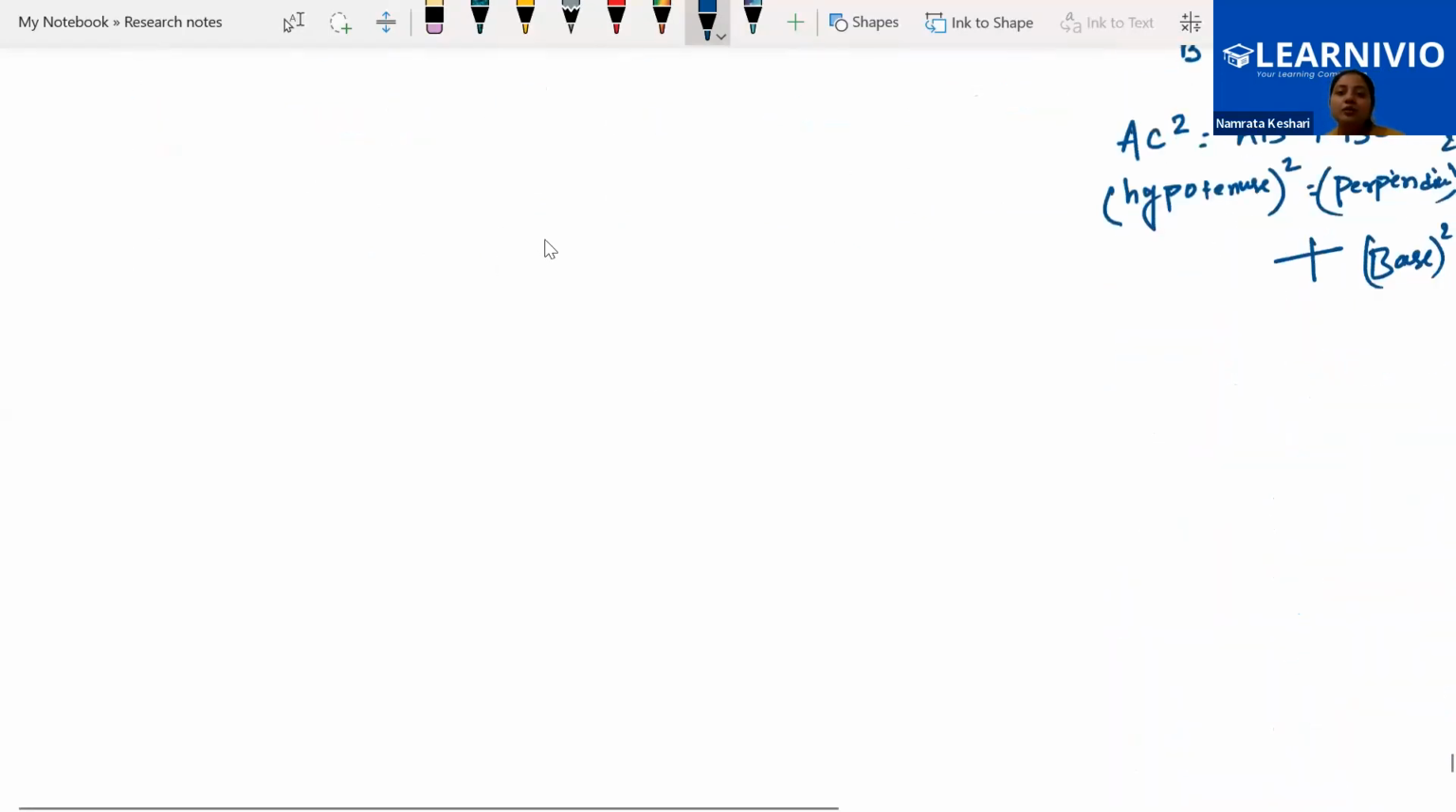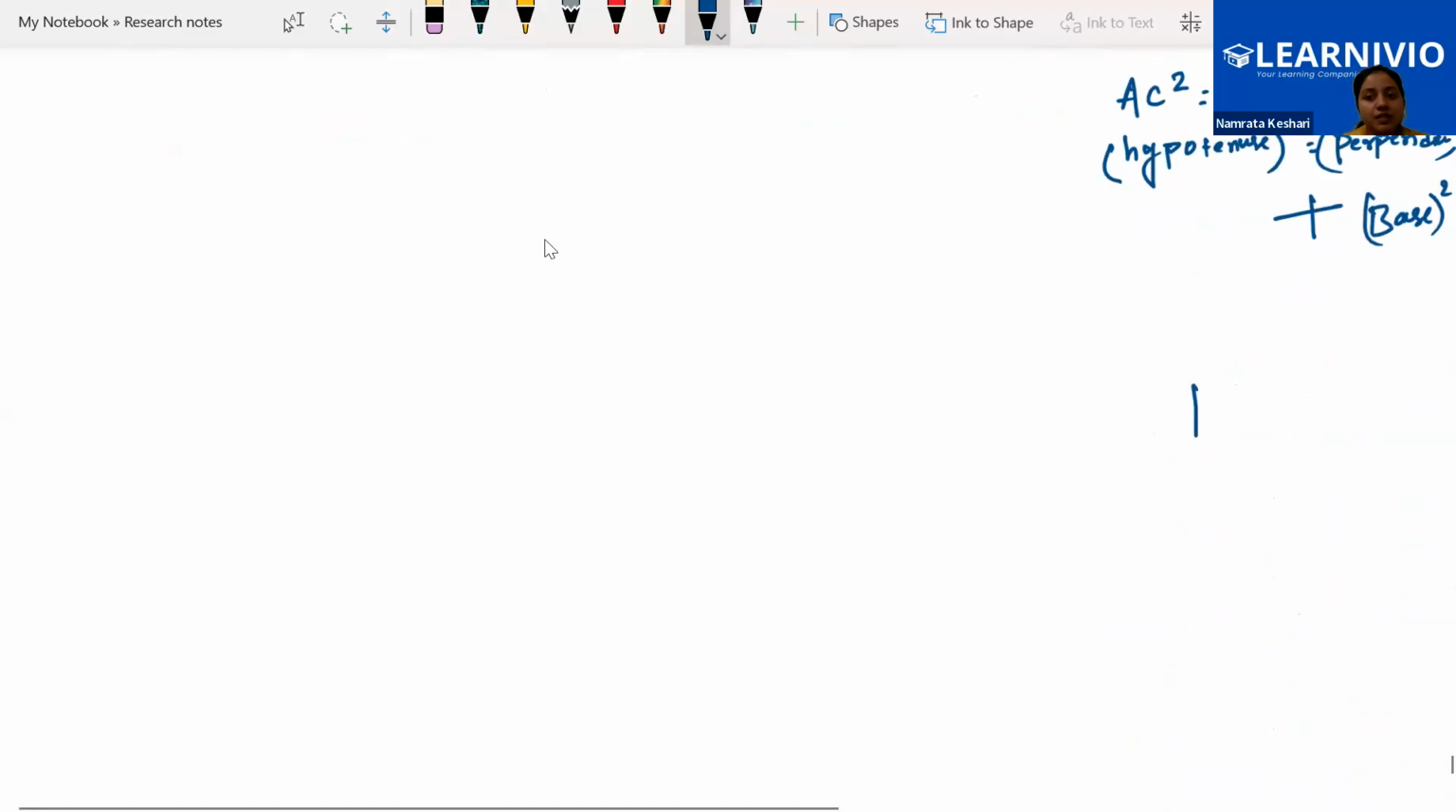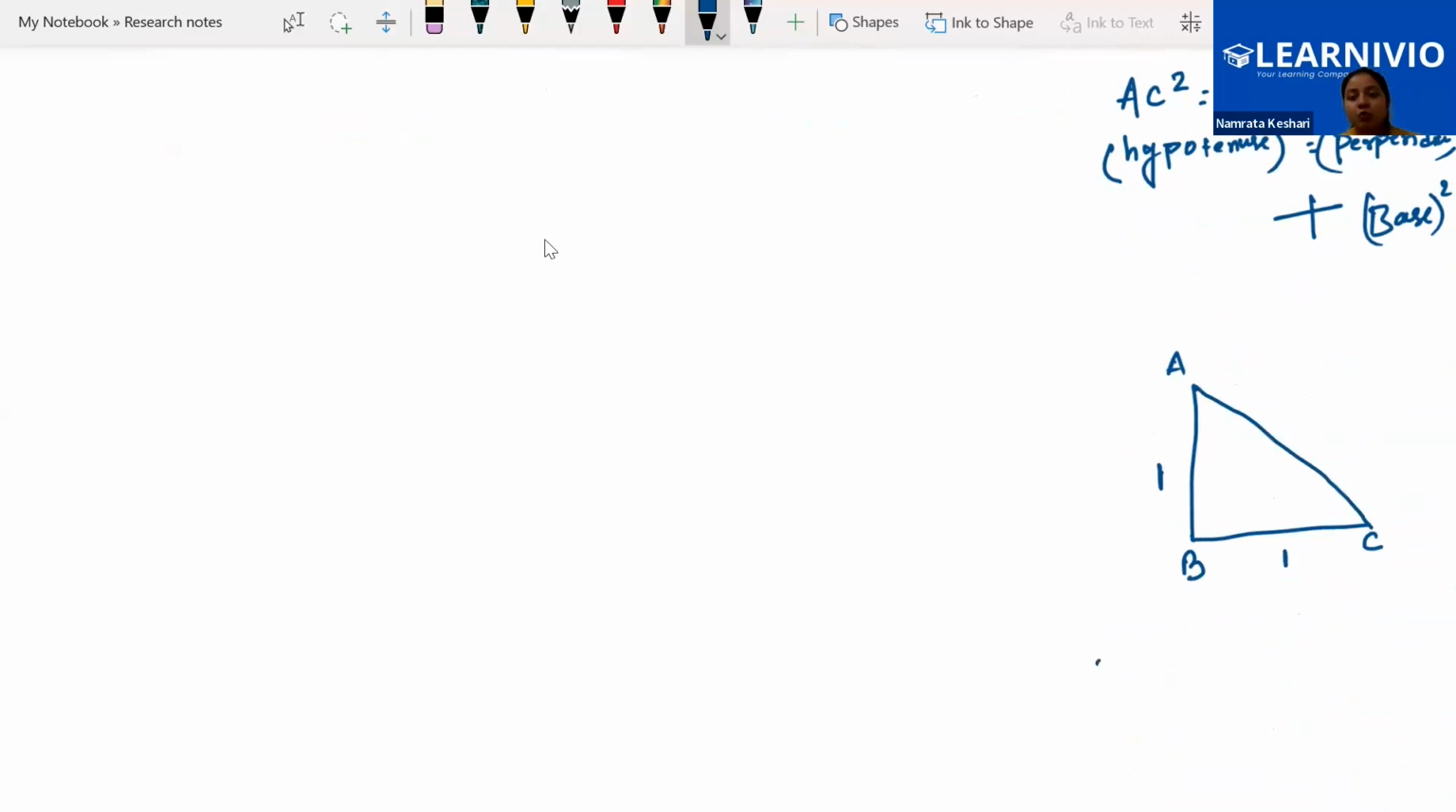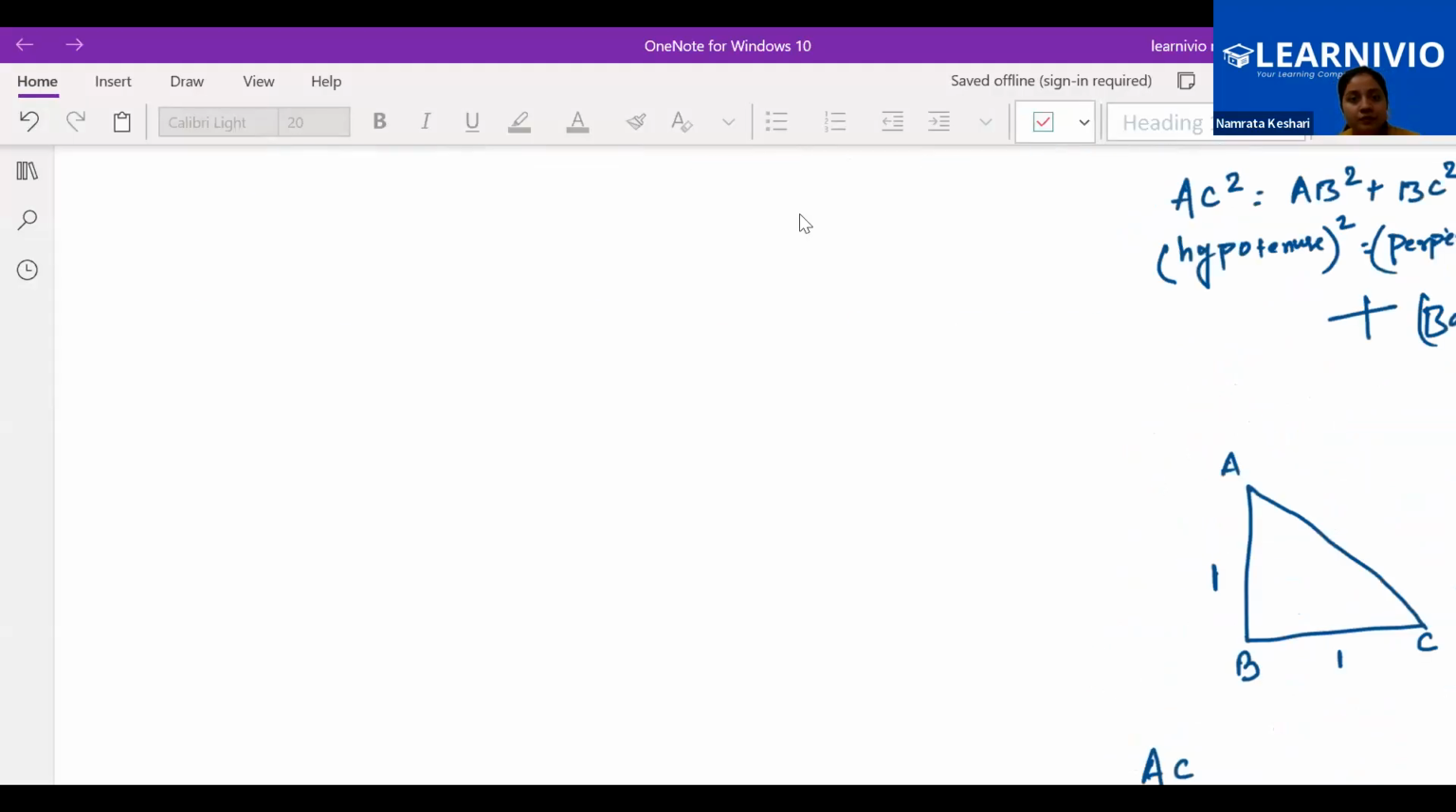So what we are going to do, we are going to take one of the sides as 1 unit. This side AB we are going to take as 1 unit. This side BC also we are going to take 1 unit. Then automatically AC will come out as, can you tell me what will be AC? Shad and Shamya. Ma'am, 1. Ma'am, 2. Only 2, Shamya?